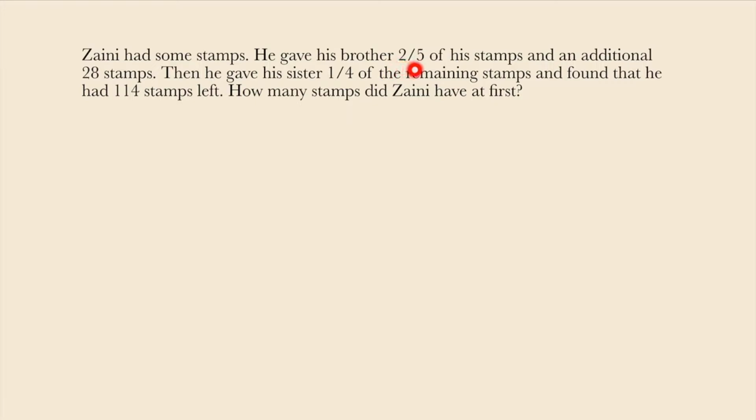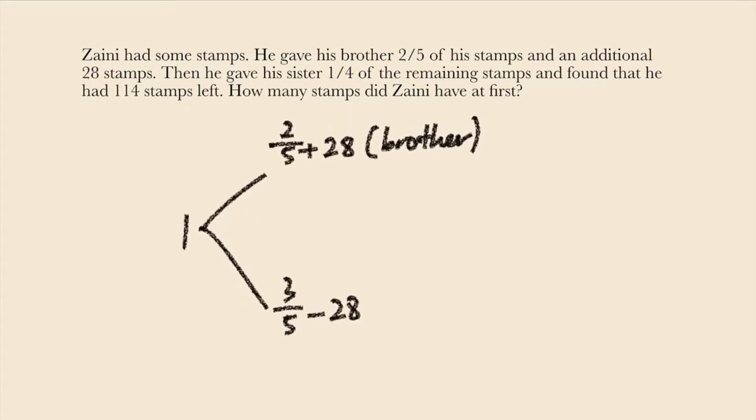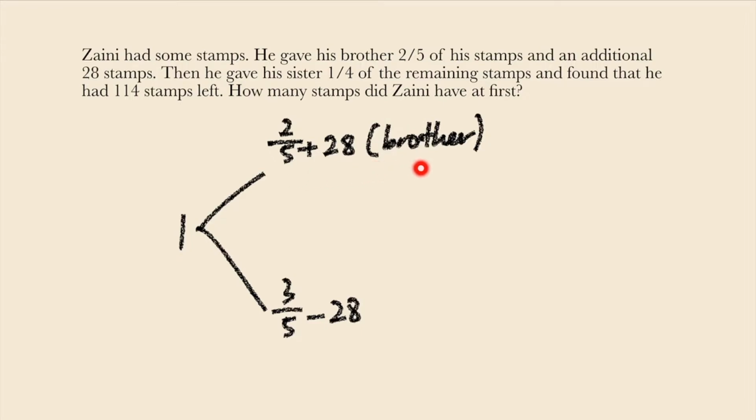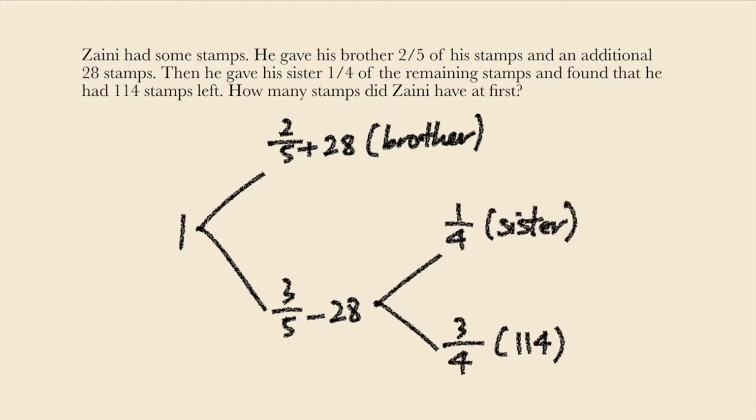Zaini had some stamps. He gave his brother 2/5 and additional 28. Well, branch method B. 2/5 plus 28 goes to the brother. 3/5 minus 28 remaining. Now he gave 1/4 and to the sister. Well, to the sister, and had 14 left.